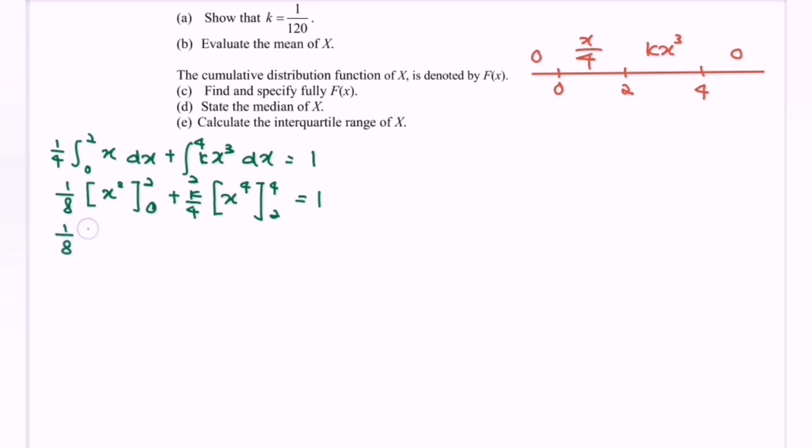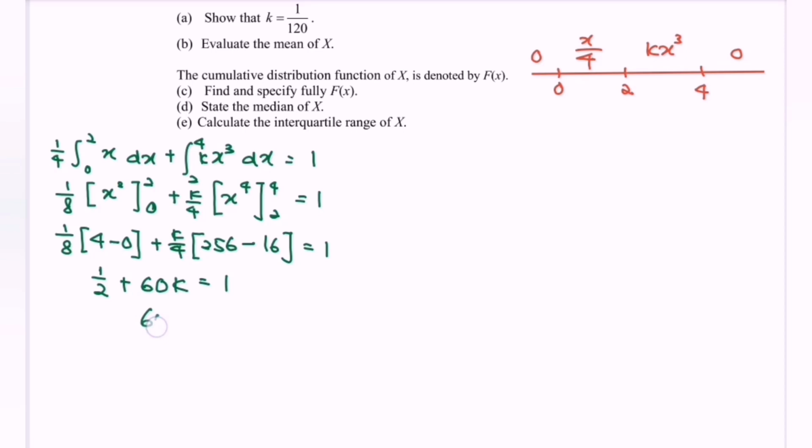Substitute: we have 1 over 8, bracket, 4 minus 0, so we will have 1 over 2. Plus we have k over 4. If we substitute 4, we have 4 to the power 4, which is 256, minus 2 to the power 4, which is 16. So 256 minus 16 is 240, over 4, which is 60k, equals to 1. Rearranging, 60k equals 1 over 2, so k equals 1 over 120. So we have already shown it.